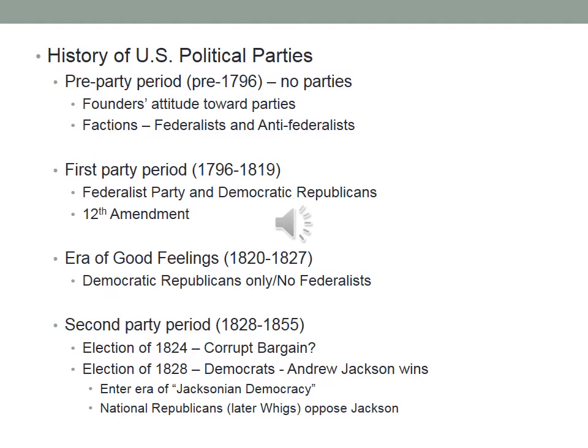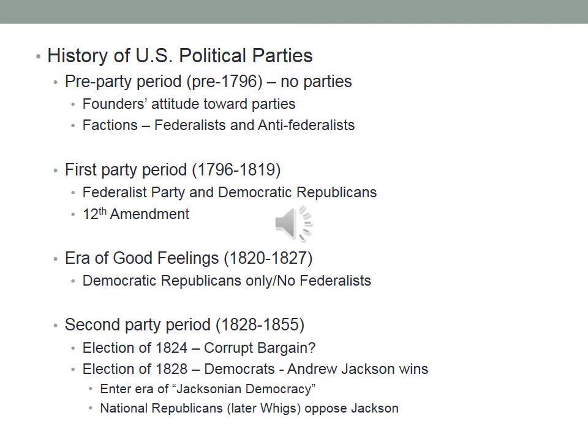Anyway, this was the first party period, and basically the two parties were an evolution, or just a changing of the name, from the factions of the Federalists and the Anti-Federalists. As we mentioned before, the Federalists wanted a strong central government and a focus on commercial and industrial growth. The Democratic Republicans believed in a small central government, state power, and an agrarian, or farming, economy.